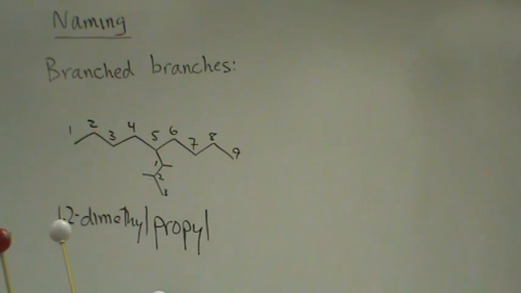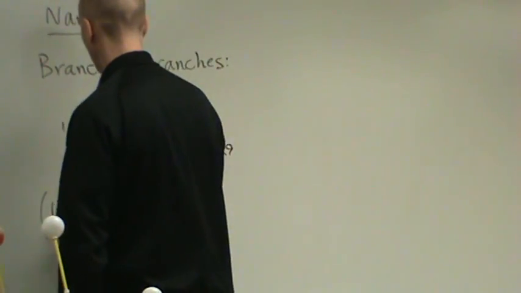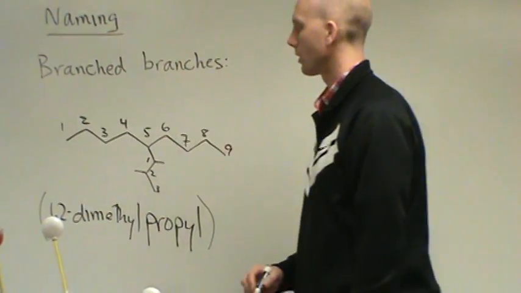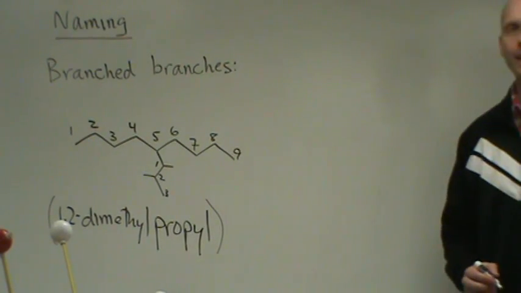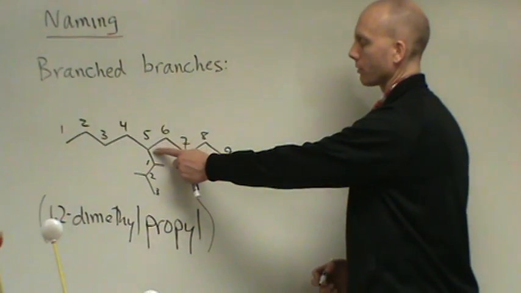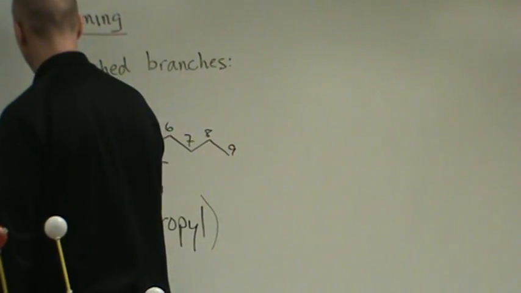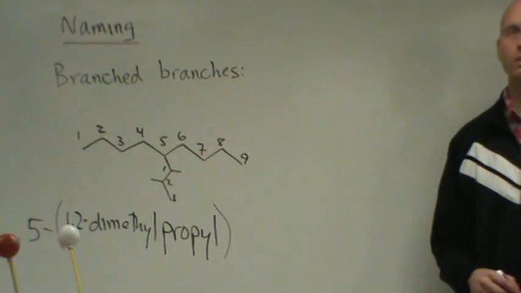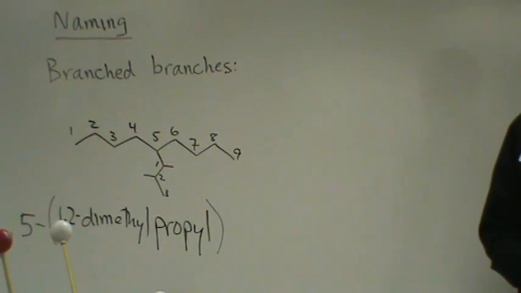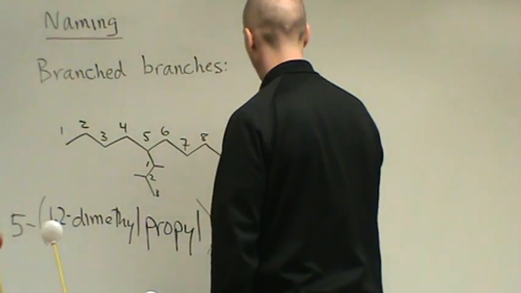Since it's a branched branch, the way we let the reader know that is we put that in parentheses. And that whole thing is on what? The 5 carbon of the parent chain. So we'll put the 5 in front. And then to finish the name, we'll do what? Write nonane.